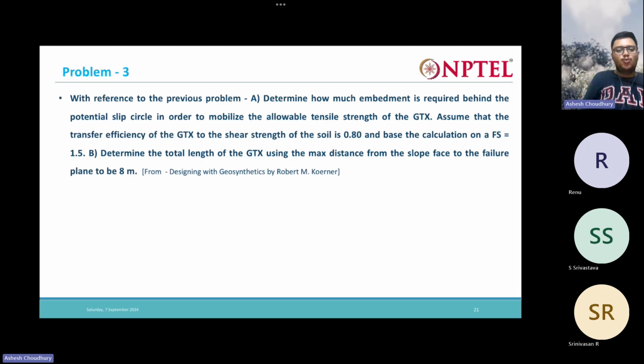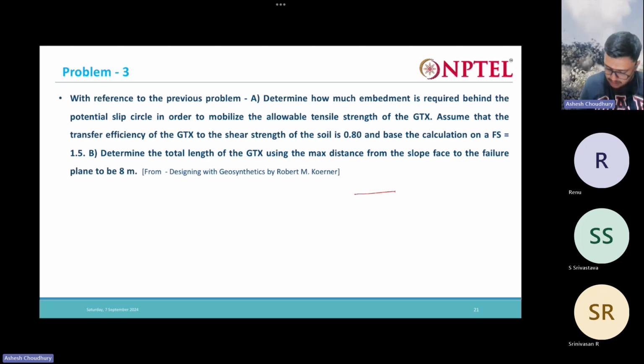Try to do this. With reference to the previous problem, determine how much embedment is required behind the potential slip circle in order to mobilize the allowable tensile strength of the geotextile. Assume that the transfer efficiency of the geotextile to the shear strength of the soil is 0.8 and base the calculation on a factor of safety of 1.5. Determine the total length of the geotextile using the maximum distance from the slope face to the failure plane to be 8 meters. So what is the question?